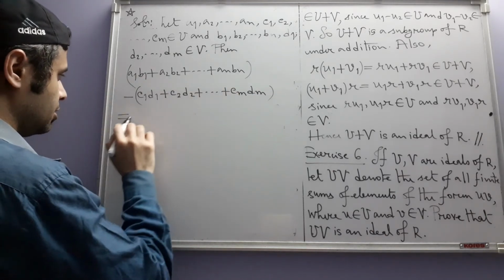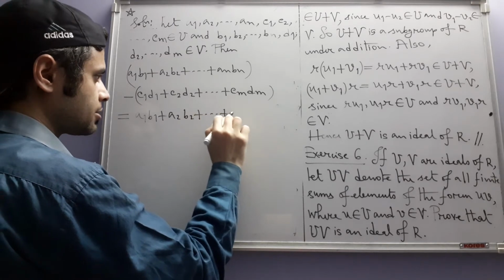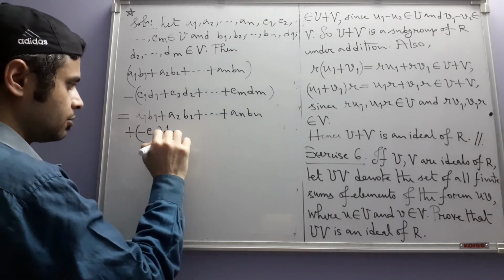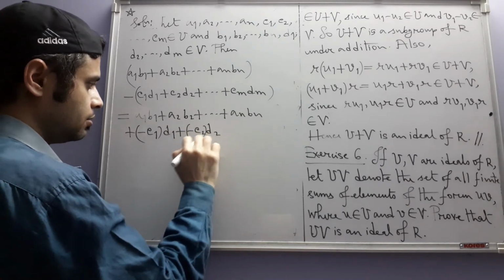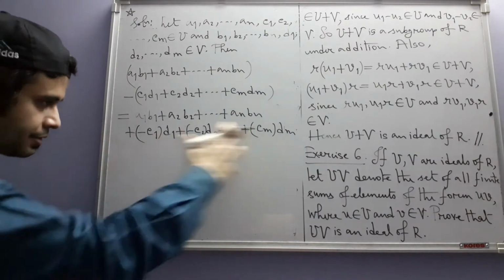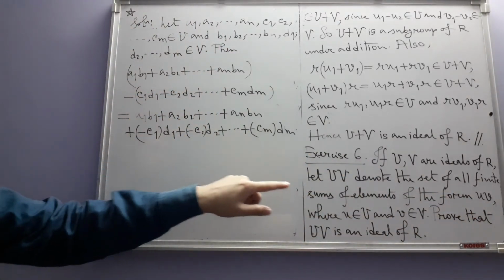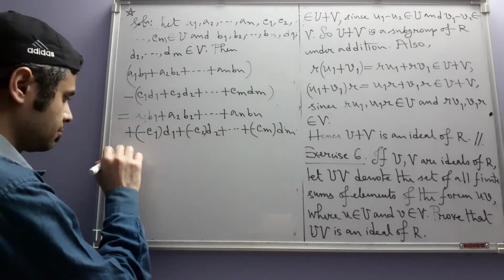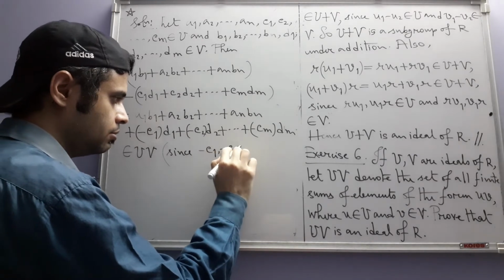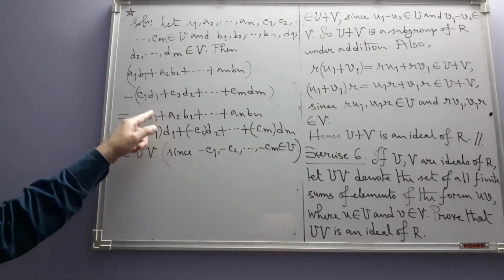We can write this in this way: a1b1 plus a2b2 plus etc. anbn plus minus c1d1 plus minus c2d2. Now this in its entirety is again a finite sum of elements of this form, where the first element is coming from U and the second element is coming from V. Hence it belongs to UV, since minus c1, minus c2, these are again elements in U. And what property we have used here, you can probably understand.